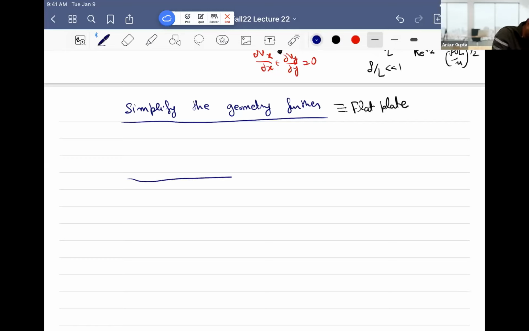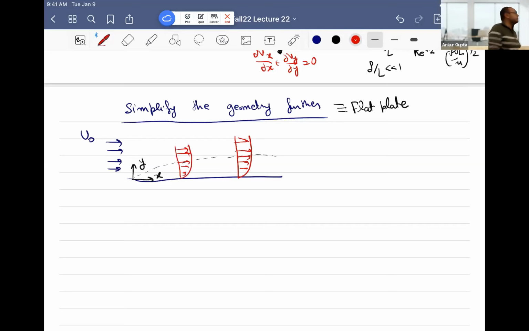Okay, so imagine that you have something like this. Velocity is u naught, flat plate, and some sort of a boundary layer here. And just in case it's not clear, remember that the boundary layer is how you go towards the free stream velocity, right? So the goal is to find drag on a flat plate.